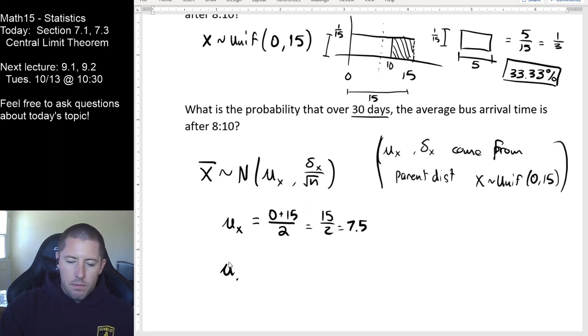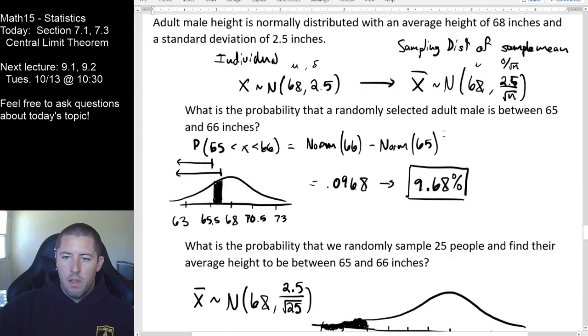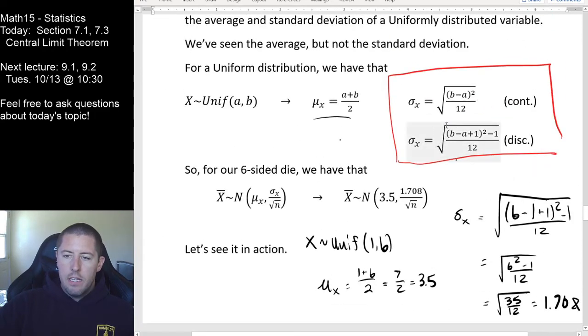Mu sub x, or that's the wrong one right there. Sigma sub x, I've got to look up for this formula right here. I never remember this formula. This is certainly one that you should just be keeping a reference for. If I scroll up right here, I can see this formula now.